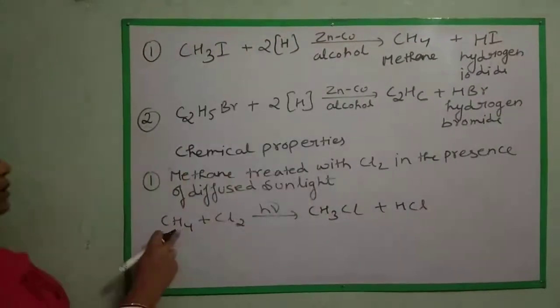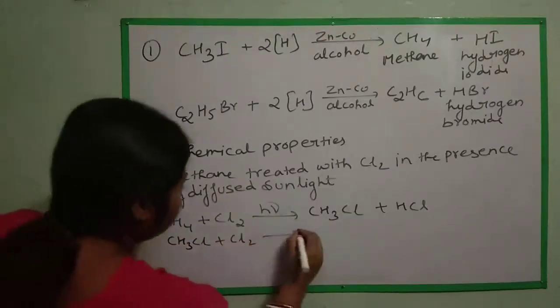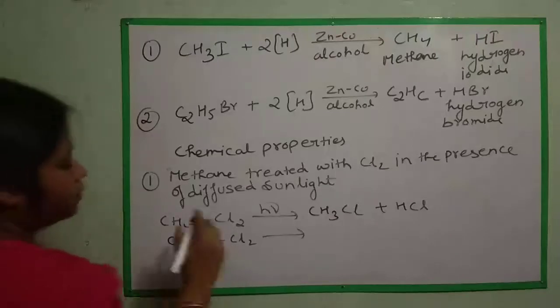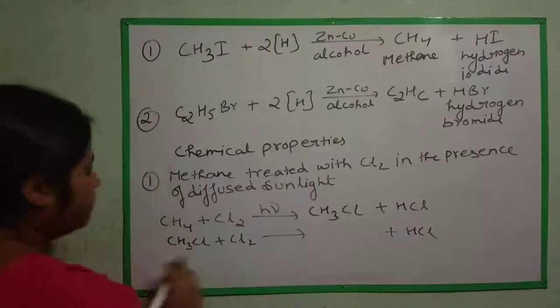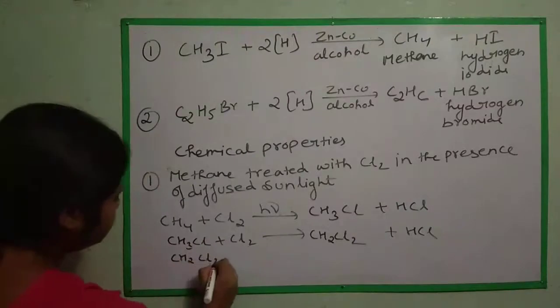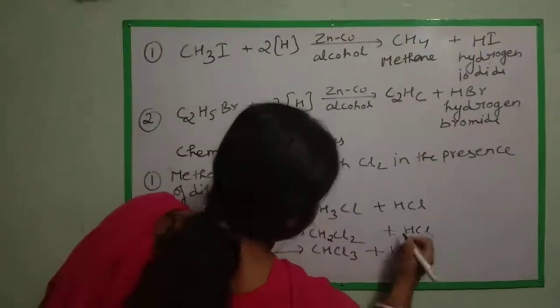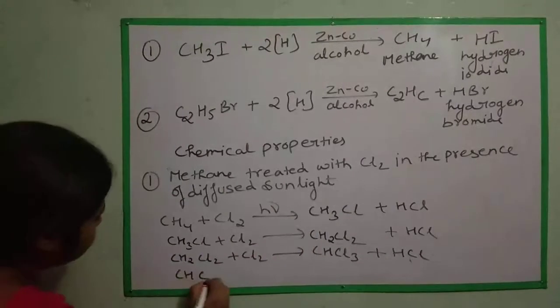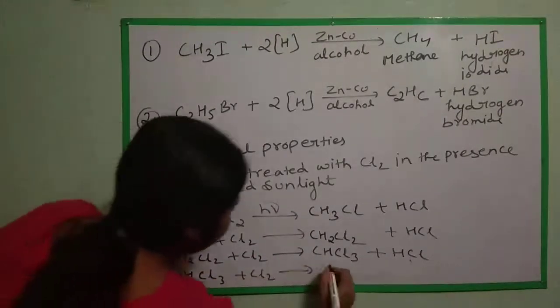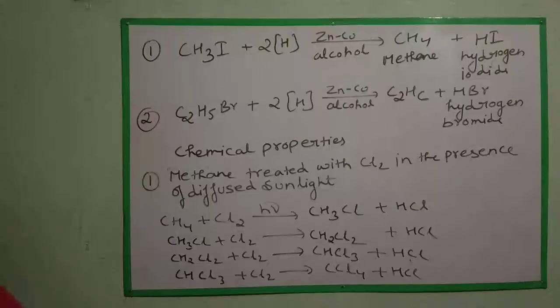Then another chlorine combines with this to form CH3Cl. Now we take this CH3Cl, it again combines with chlorine. Similarly, one hydrogen and one chlorine form HCl, and it forms CH2Cl2. This CH2Cl2 combines with chlorine to form CHCl3 and HCl. CHCl3 again combines with chlorine to form CCl4 plus HCl. This is the end product. CCl4 is carbon tetrachloride. Now next is the property of ethane.